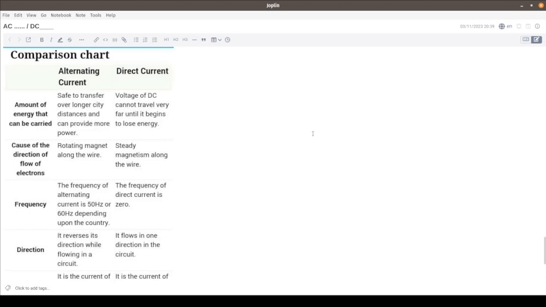So in the magnet, if you look at the AC motor and DC motor, in the AC motor the magnet is going to be rotated, and in the DC motor the magnet, or you can say the poles N and S, are going to be steady. Okay, now next is the frequency. Alternating current is 50 hertz or 60 hertz depending upon the country. In India there's a different hertz, in the USA a different one, right?